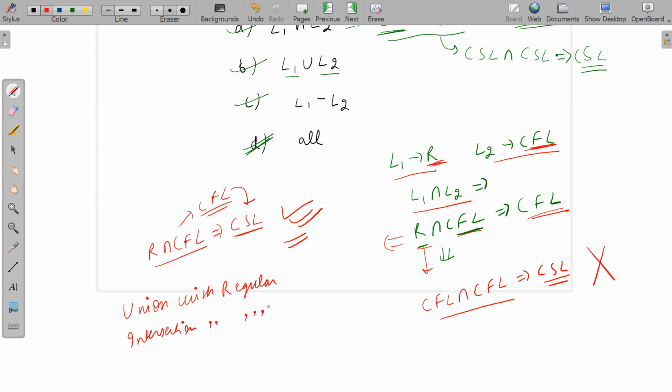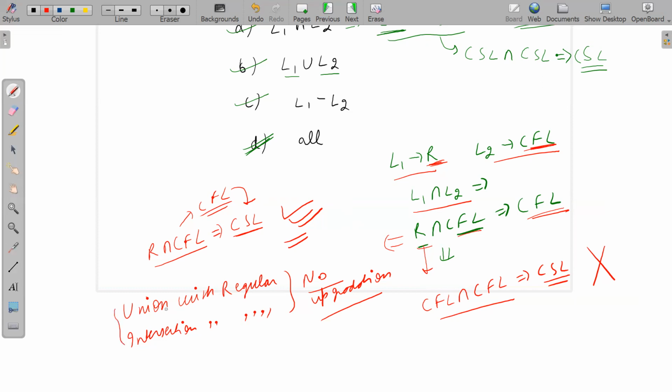Intersection with regular. Okay, so please do not apply upgradation. So no upgradation, because if you apply upgradation, then the answer will not be correct. Okay, so no upgradation here. I hope I have made the point clear to all of you. Upgradation should not be done because these two are exceptions.